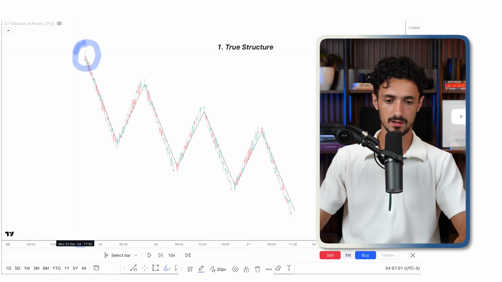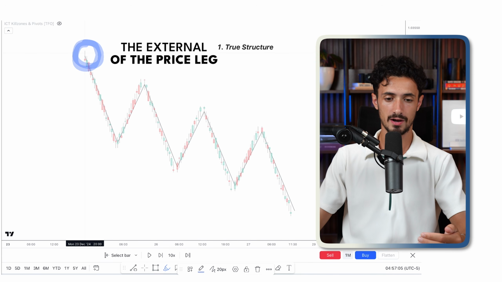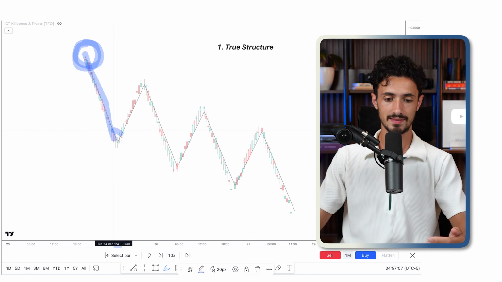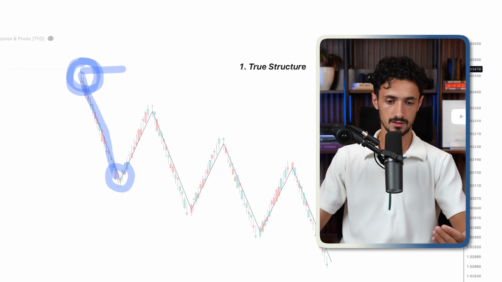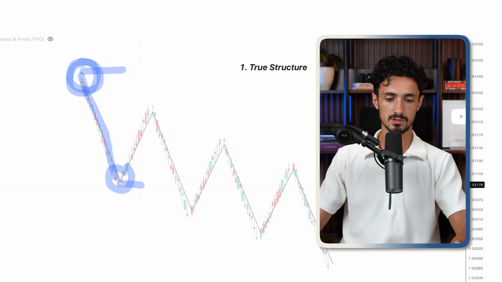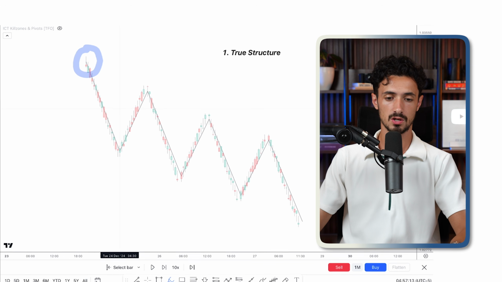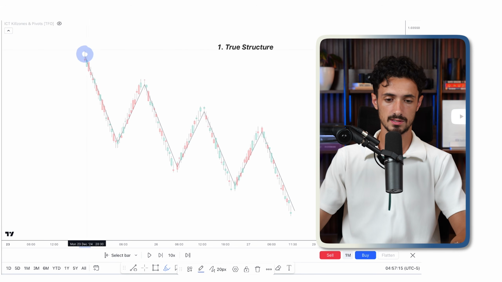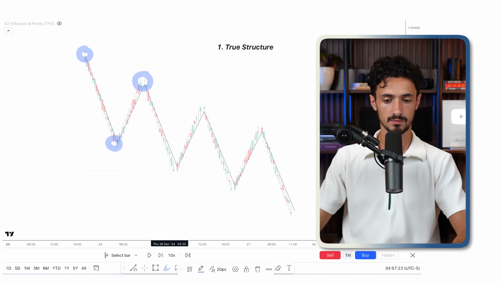You see here, this high right here represents the external of the price leg. You have one bearish move, and then in that move, you have a high and a low. Those represent your external levels of structure. So you can mark this as your high, you can mark this as your low, then you need to go and find your next, which is this high, and then the next, which is this low.